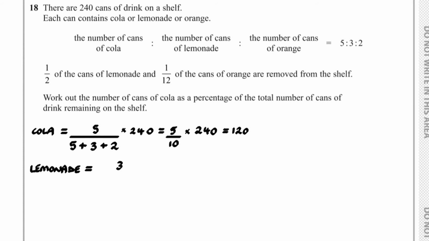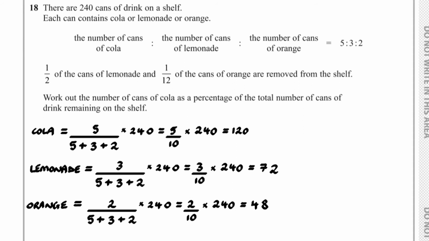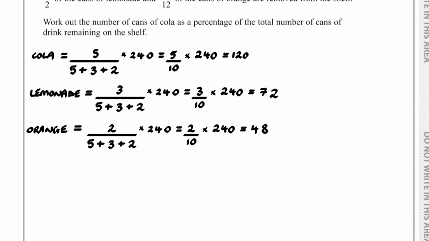Similarly for lemonade, we've got 3 parts for lemonade. And if I divide this by the 5 plus 3 plus 2, this is the fraction of lemonade. And if I times by 240, we get 3/10 times 240, which is 72. And for orange, we've got 2 parts for orange. And if I divide this by 5 plus 3 plus 2, the fraction of orange is shown here. And timesing this by 240, we get 2/10 times 240, which is 48.